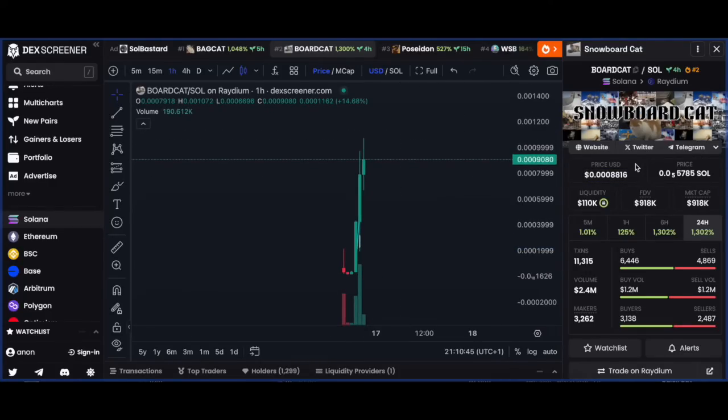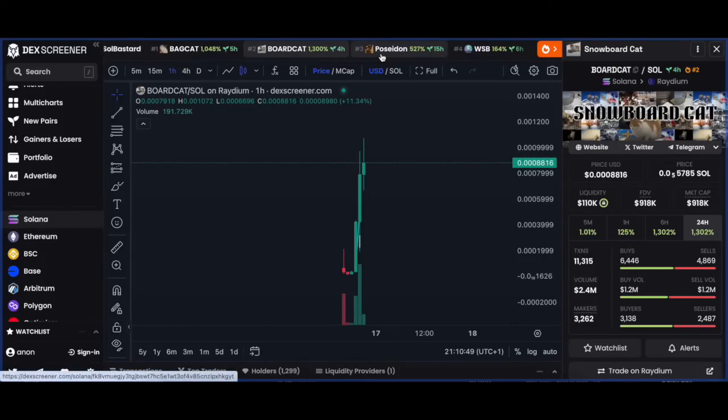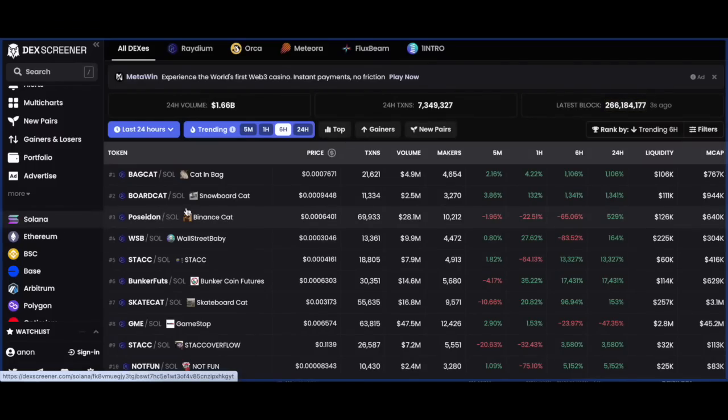Sure enough, if it sends to 5 million, sweet. But that's not how I like to trade. I like to trade with educated tactics and chart analysis and sentiment analysis to make sure I'm getting into meme coins that actually have potential, right? So let's go to the third top, which is obviously Poseidon Cat.